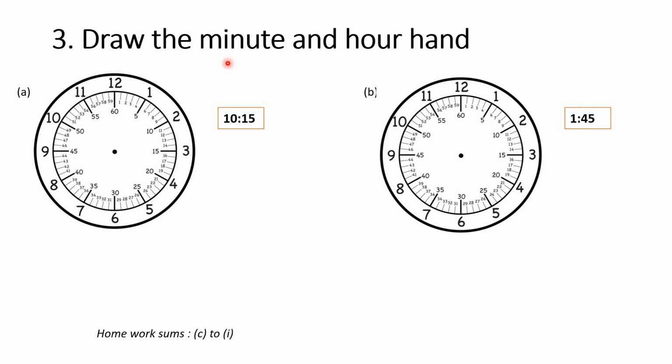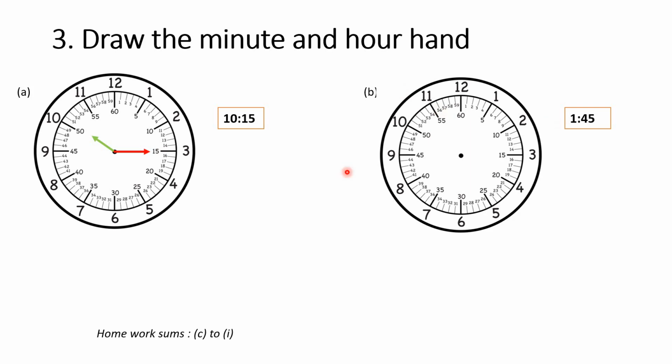Now here we have to draw the minute and the hour hand. They have given us the time here. We have to draw the minute and the hour hand. So the first one on the clock, the time given is 10:15. So always remember, 10 is going to be the hour hand. So 10 is going to be facing here and the minute hand is going to be facing the 15 minutes. So 15 comes at 3. Always remember, the first one is the hour and the next one is the minute. So 15, you have to face it towards 3 because at 3 it becomes 15 minutes. So 10 is the hour hand and 15 is the minute hand.